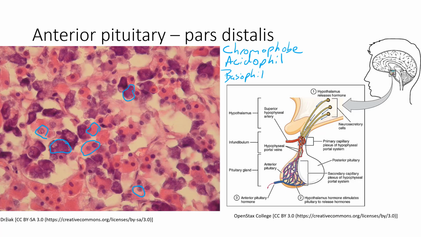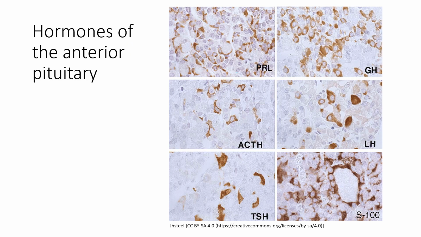Now, the acidophils and the basophils can further be broken down based on the specific hormone that they produce. And if we look at this picture, we can see different sections of anterior pituitary that have been stained using immunohistochemistry, so that we're going to use a primary antibody that recognizes that hormone, so prolactin or growth hormone or luteinizing hormone or whatever, and then we're going to use a secondary antibody with an enzyme called horseradish peroxidase, which will stain the cells brown when exposed to its substrate. Now, prolactin is going to be made by cells called lactotrophs.